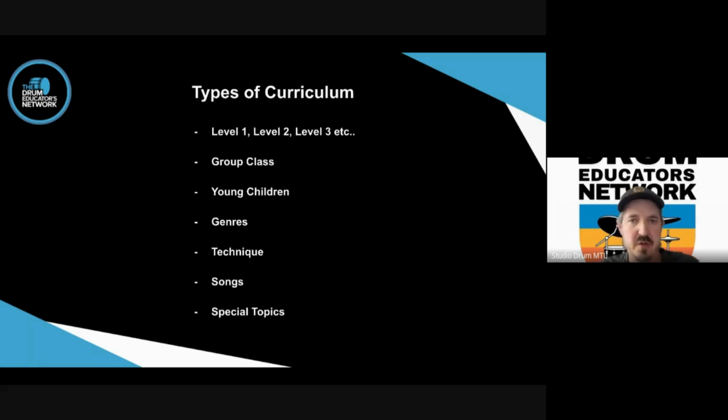Types of curriculum, so beginner books, intermediate books, group classes, different genres, different types of techniques, a song book. There are all these different ideas you can do with curriculum. But the more things that you organize for what you do, say if you teach beginners, intermediates, a lot of rudiments, and jazz, make curriculums for each of those.